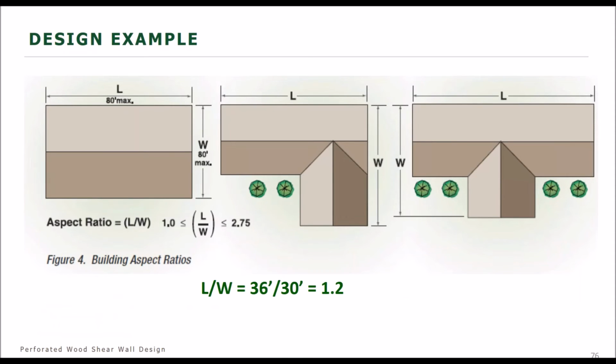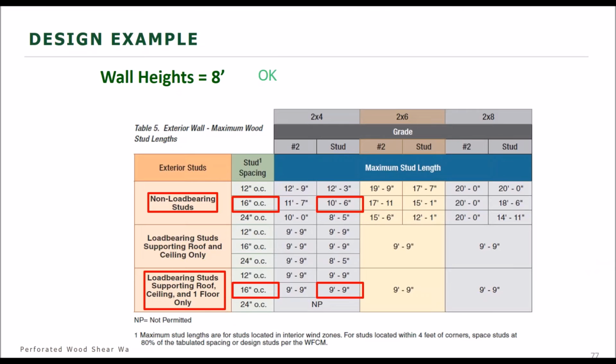We need to calculate the aspect ratio of our structure. So you'll see here in Figure 4 in the High Wind Guide document, we have an aspect ratio limit of up to 2.75. Our building is 1.2, so we're all right. You'll also see limits on the wall heights.